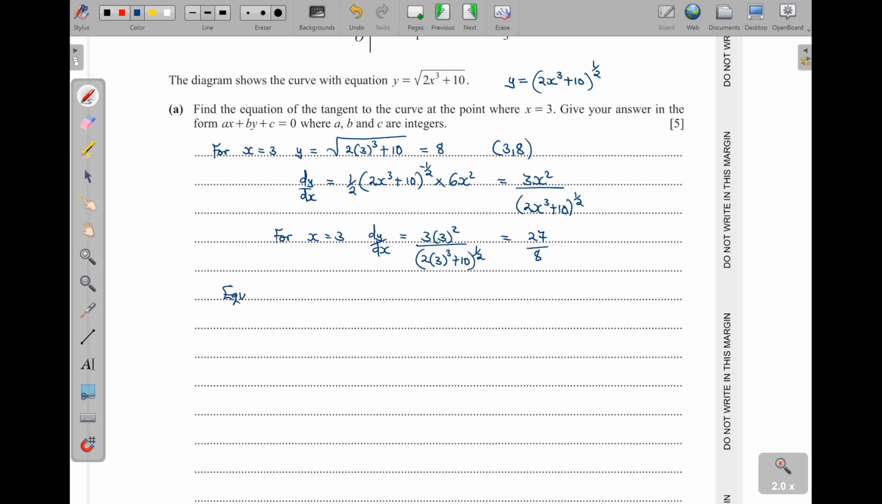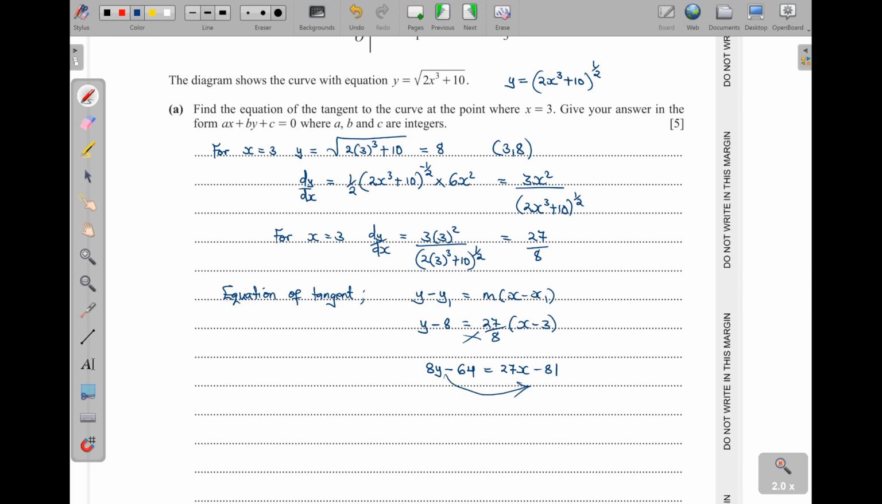Now, let's find the equation of the tangent. Using the general equation, we have y minus y1 equal to m into x minus x1. So we shall have y minus, our y1 is the 8 here, which is equal to m, which is 27 over 8, then into x minus, our x1 is 3. Now, we can cross multiply. So when we cross multiply, we shall have 8y, then minus 8 times 8, that will be 64. And then when I open brackets here, we shall have 27x, then minus 81.